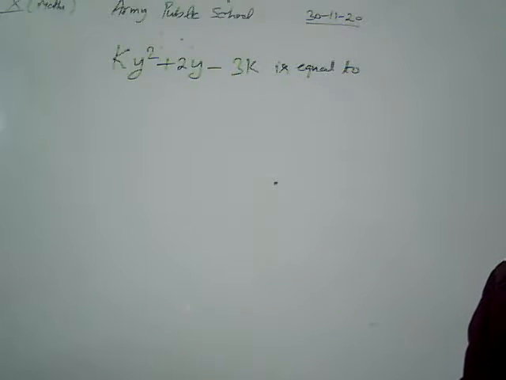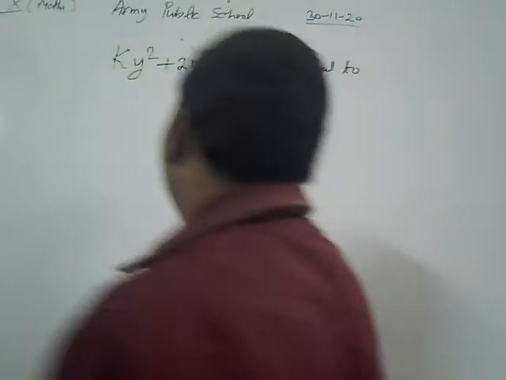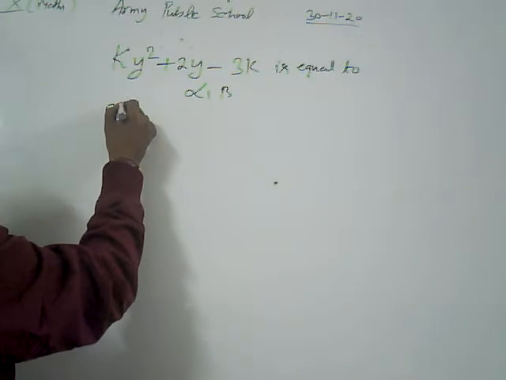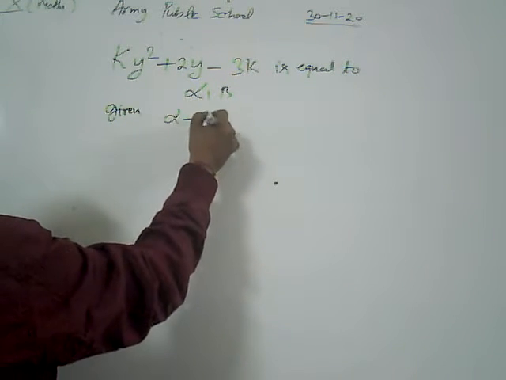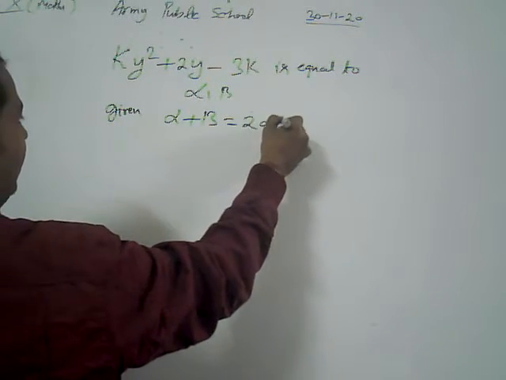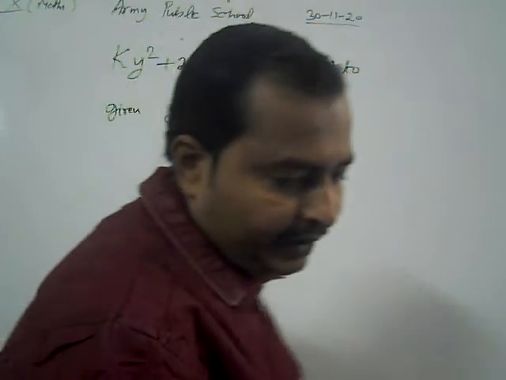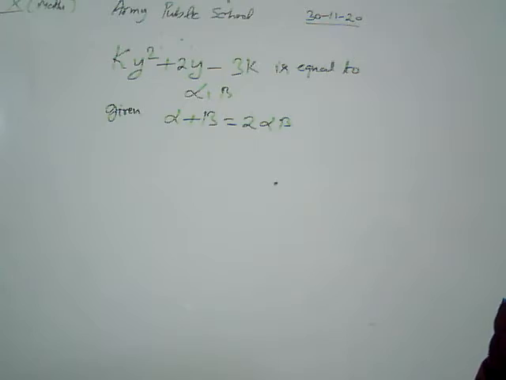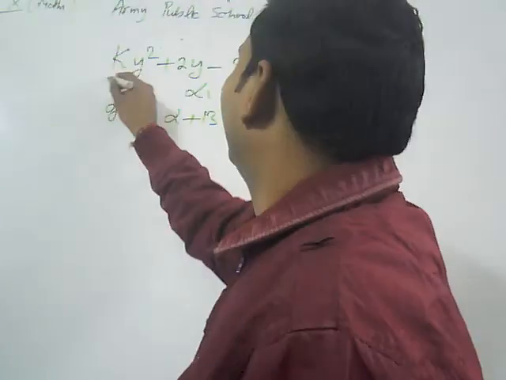If the sum of the zeros of the quadratic polynomial is equal to twice their product, let's suppose we have zeros alpha and beta. Then what is given in the problem? We have given that alpha plus beta is equal to 2 times alpha beta. The sum of the zeros of the quadratic polynomial is equal to twice the product. We have to find the value of k here.